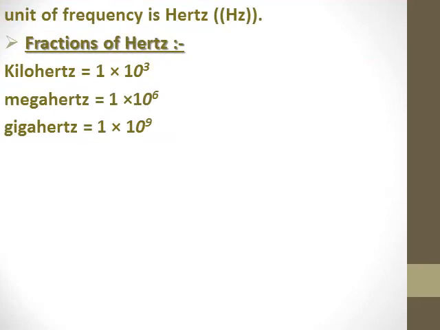Unit of frequency is hertz, and there are 3 fractions of hertz. Kilohertz equal 1 times 10 power 3. Megahertz equals 1 times 10 power 6. Gigahertz equal 1 times 10 power 9.